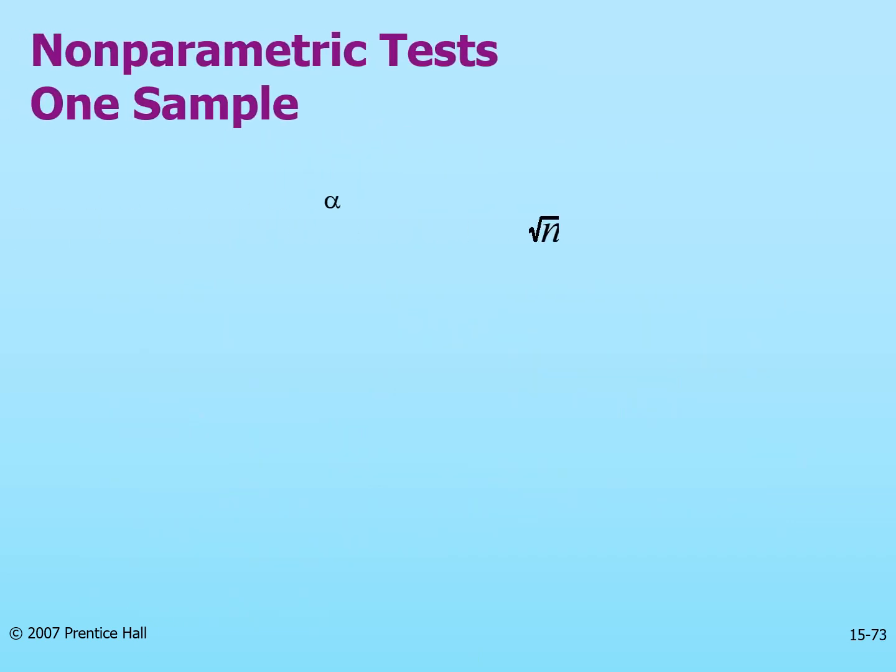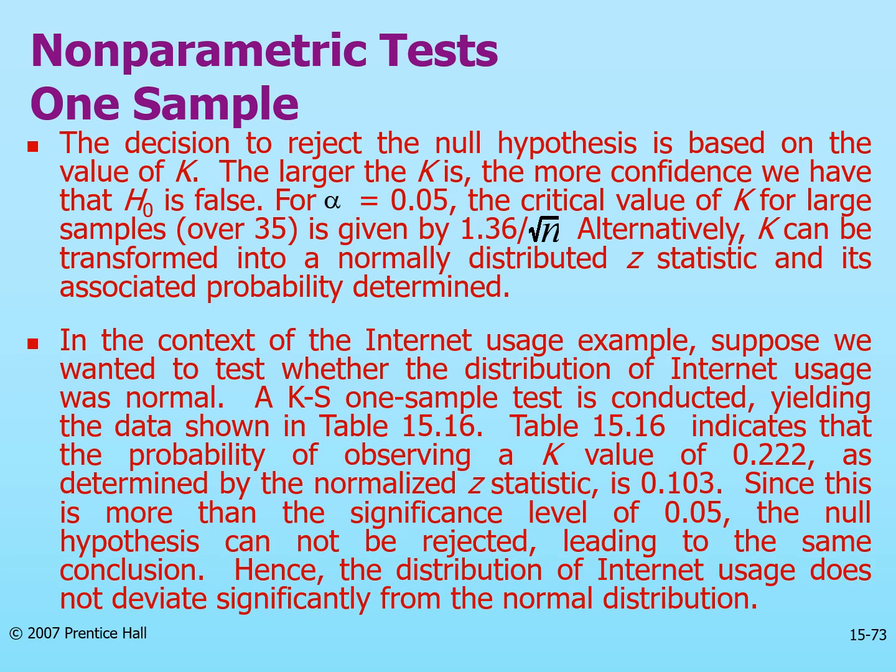Yes, friends, now we are on a very important thing, that is the non-parametric test and one sample. I am repeating the point. Normally we say that a large sample means larger than 30. But in the case of the KS test, we say a large sample means more than 35. This is the point you have to keep in mind.